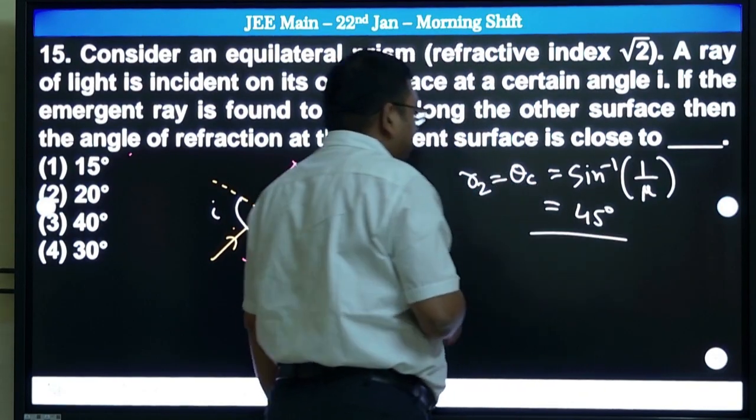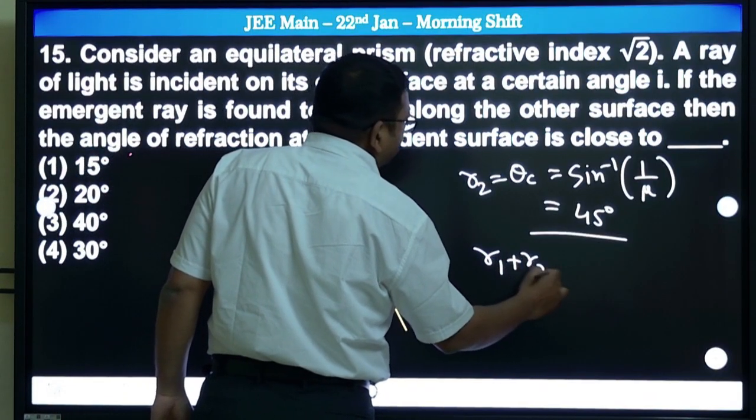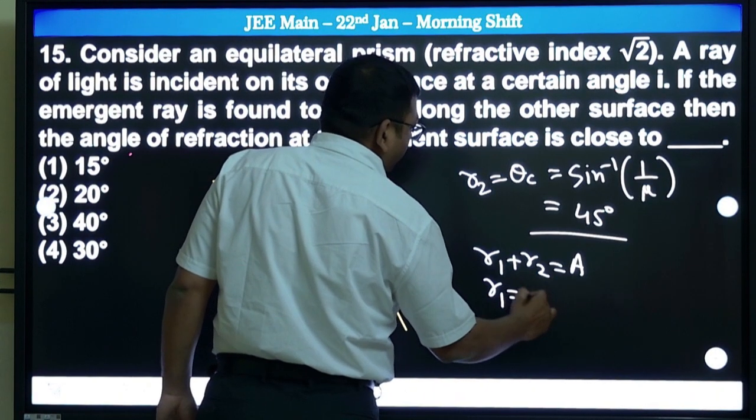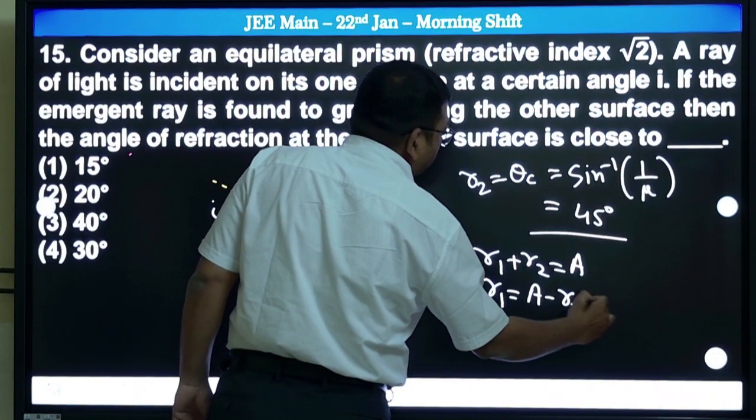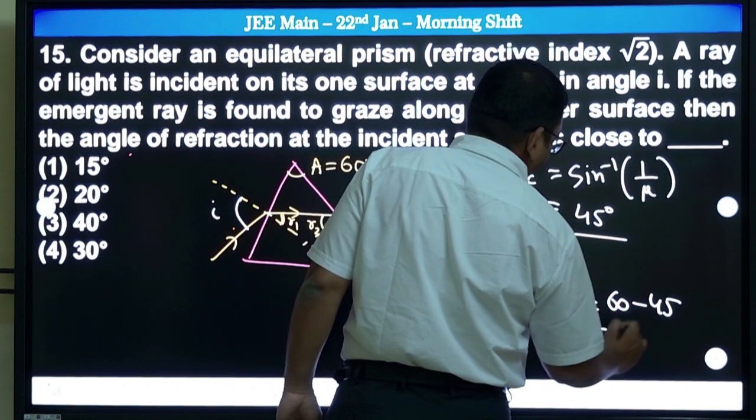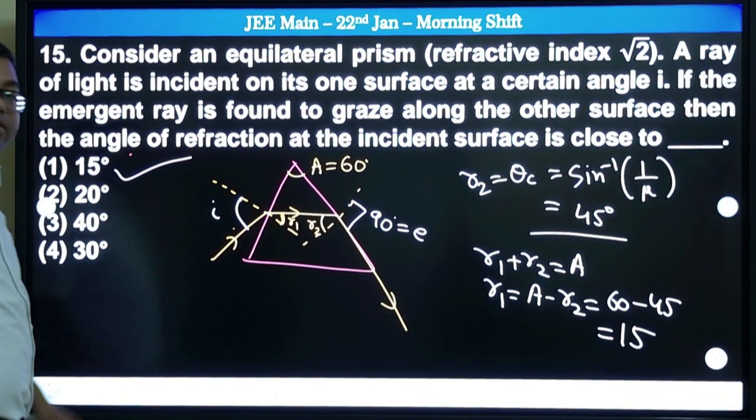So we got this r2. Once you got r2, r1 plus r2 is A. You know that, right? So r1 will become A minus r2. A is how much? 60. 60 minus 45. That will give us 15. Correct? That's the answer, option 1. Let us move to the next.